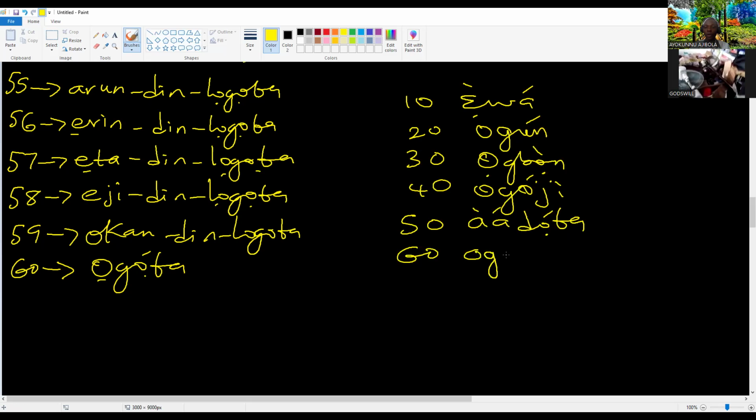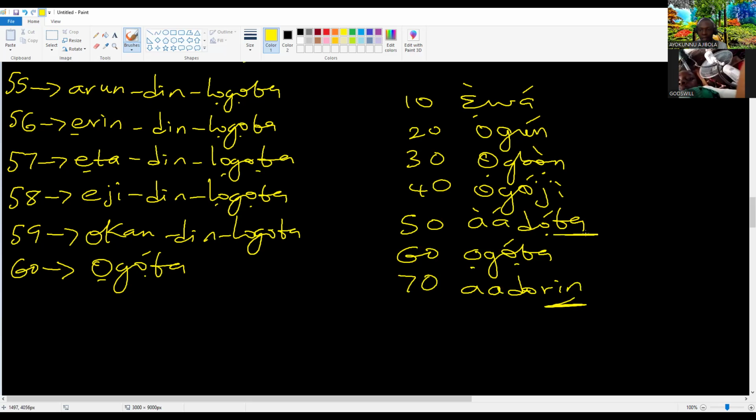60 is what? Ogota, re, mi, re, Ogota. Then 70 is Adorin. Now you can see ta in 50, then you are hearing rin in 70, okay? Yes, sir. Adorin. You know, rin is 4. Ta is 3, right? Yes, sir. That ta we're referring to is 20 in 3 places, which is 60. That rin this one is referring to is 20 in 4 places, that is 80. Because this one is ogorin, okay?